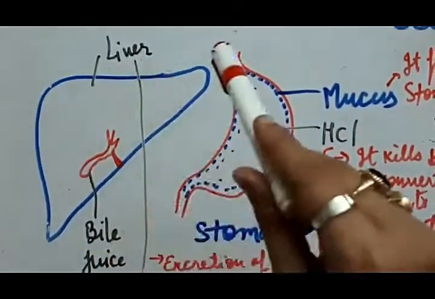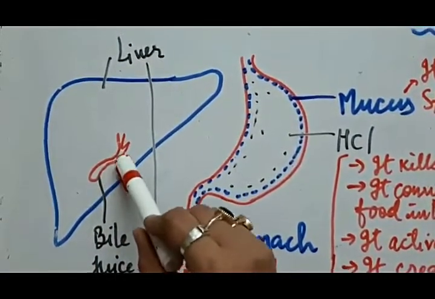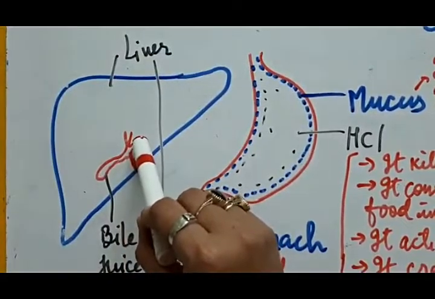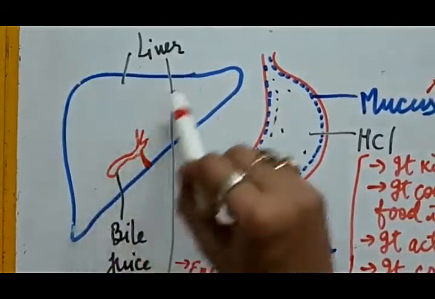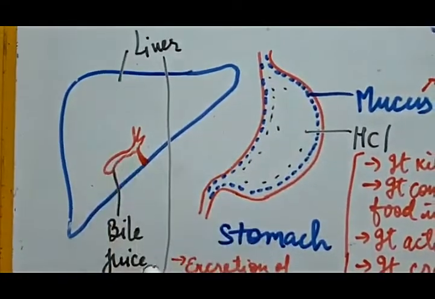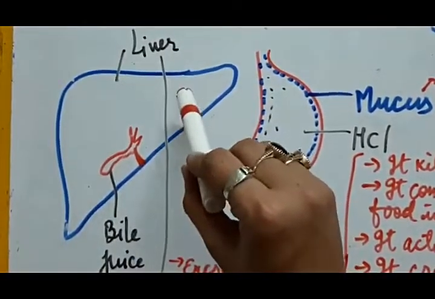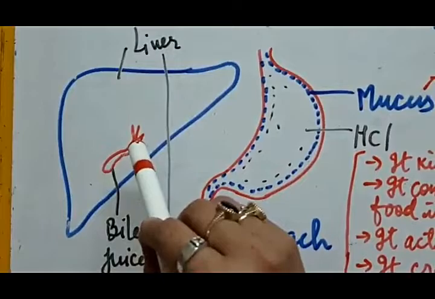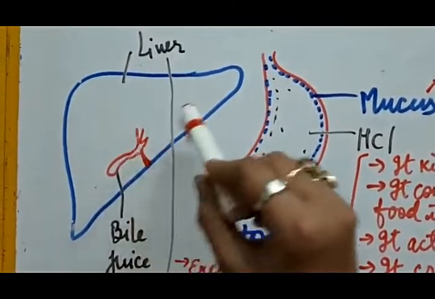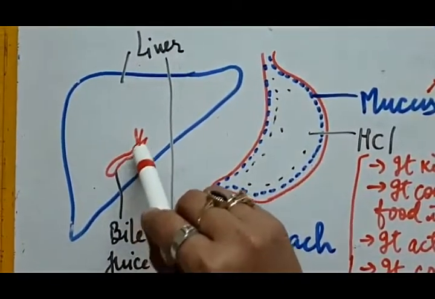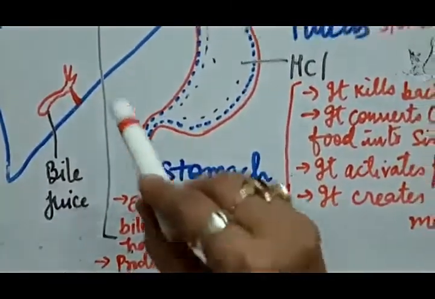In this liver, this is the gallbladder. The main function of the liver is to secrete bile juice. Bile juice is produced or secreted in the liver, but it is stored in the gallbladder. And now, what are the functions of the liver?